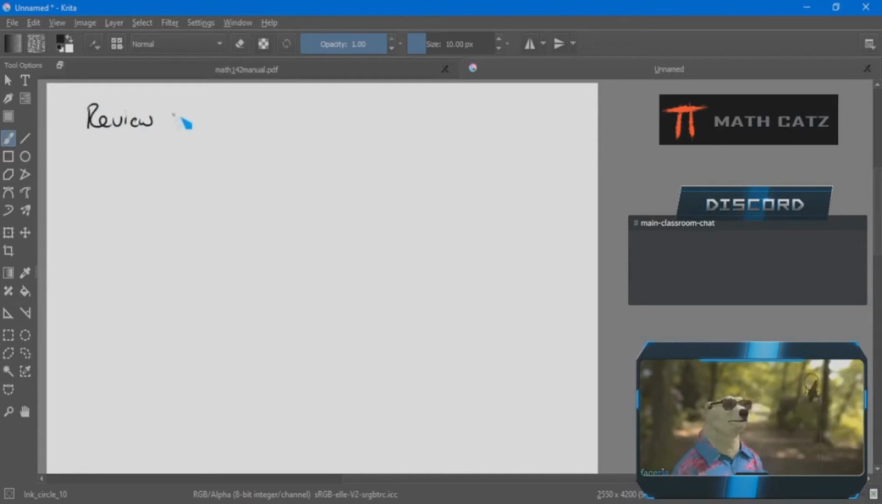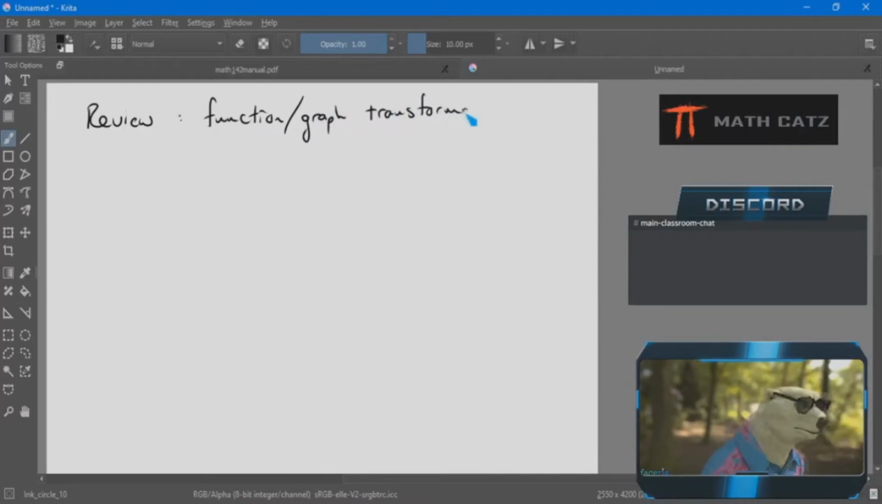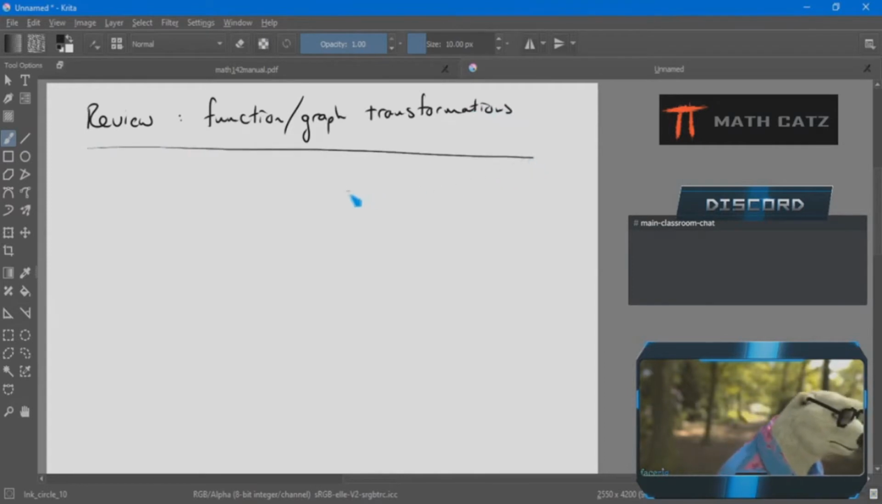Review from yesterday. Function transformations, and therefore graph transformations as a result. Okay. So of course you can technically do these transformations in any order. Some, however, will be more convenient to do first and some more convenient to do last. If I have my basic function, I'll just do them in this order.